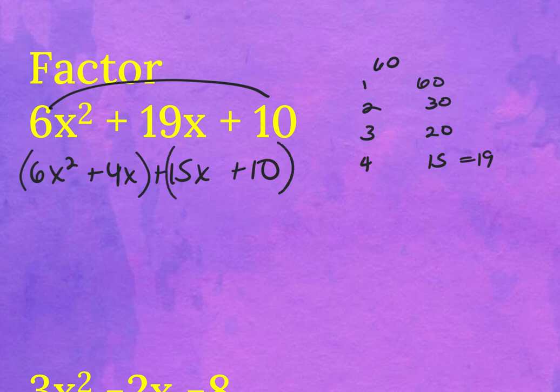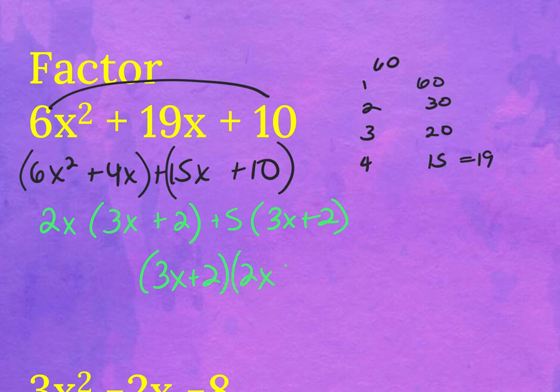Factor by grouping. What can I take out of both 6x squared and 4x? 2x. Good. And 15x and 10. 5. Good. And then 3x plus 2 and 2x plus 5.